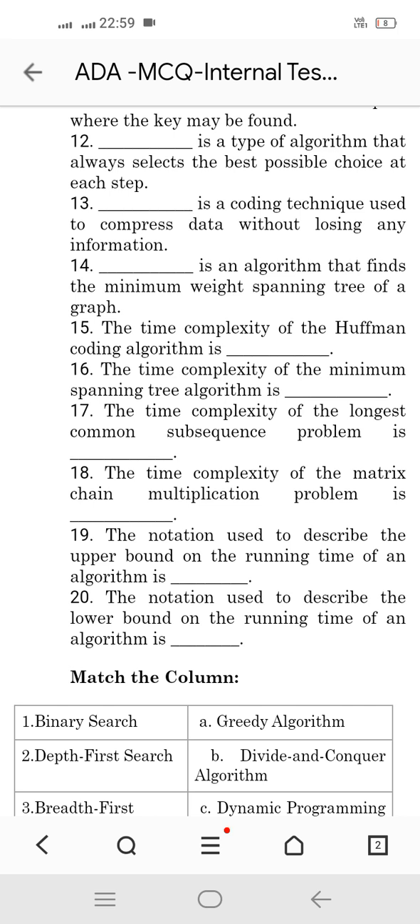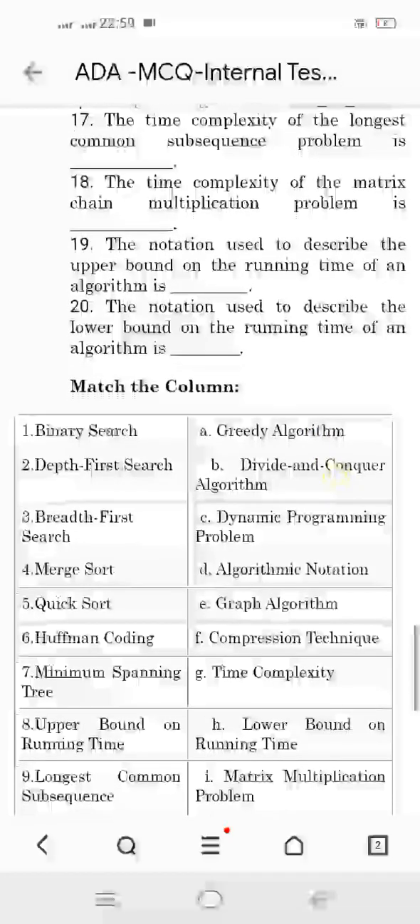17th, the time complexity of longest common subsequence problem is order of mn. 18th, the time complexity of the matrix chain multiplication problem is order of n cube. 19th, the notation used to describe the upper bound on the running time of an algorithm is big O notation. The notation used to describe the lower bound on the running time of an algorithm is omega notation. Now the third question is match the column.